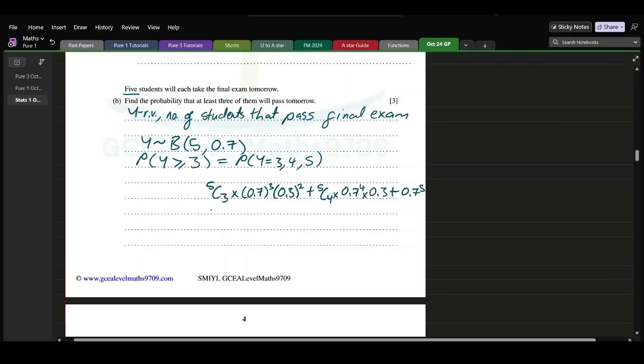Alright, so let's simplify this. We've got 5 choose 3 multiplied by 0.7 to the power 3 times 0.3 squared, and that gives us 0.3087, plus we've got 5 choose 4 times 0.7 to the power 4 times 0.3, and this gives us 0.3602.